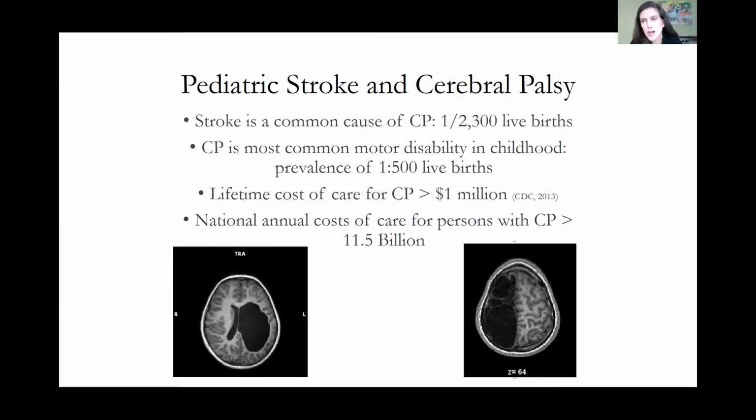Stroke is a common cause actually of cerebral palsy. Many of you may know that, but if you see someone with cerebral palsy, commonly the reason they have this secondary diagnosis of cerebral palsy is because of stroke. And so there is a large group of individuals who have motor disability in childhood due to cerebral palsy, and the lifetime cost of care is quite expensive.